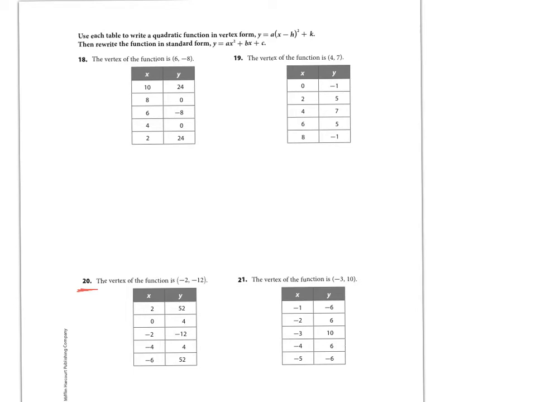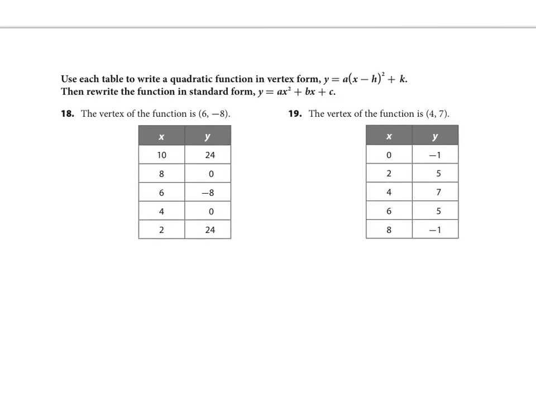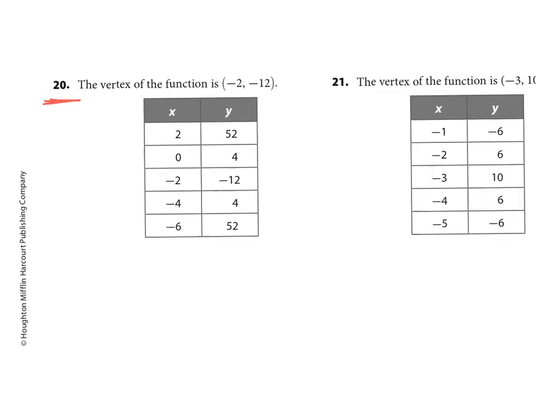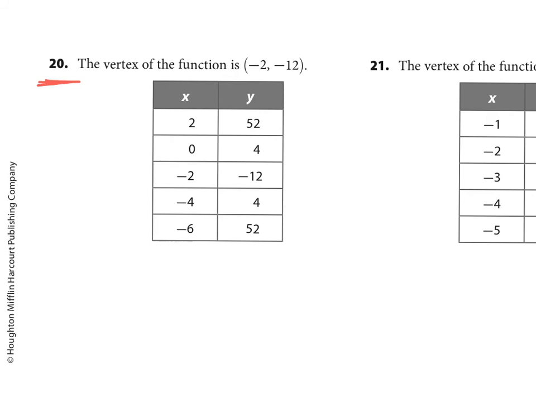Okay, next page, problem number 20. I'm going to read the directions here. Use each table to write a quadratic function in vertex form, then rewrite the function in standard form. So what you're going to find in doing these problems is vertex form is much easier to write initially, but some of the problems you're going to need standard form for solving later on. So right here it tells us the vertex of the problem, but we can also see the vertex right here because, again, it's where the pattern repeats. 4, 4, then it goes 52, 52, okay? So wherever that pattern repeats is the vertex.